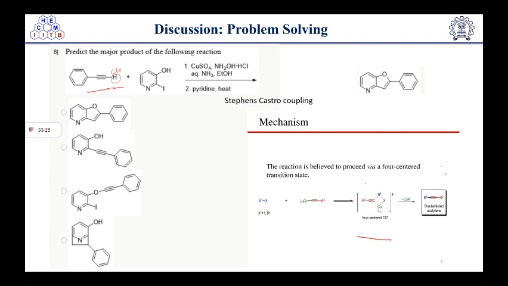In the Stephens-Castro coupling reaction, we will get the alkylated product, a disubstituted alkyne. Here this ring will get substituted at this position, so we will get the alkyne product. First we'll get the major product. I will write the major product.